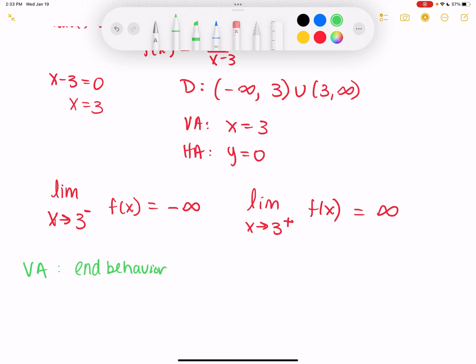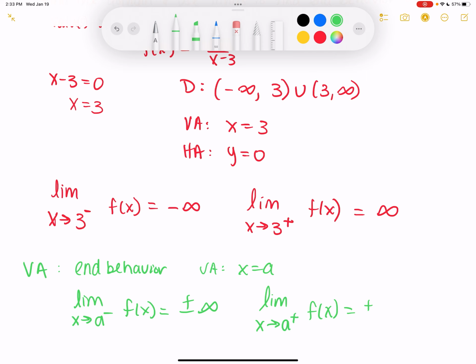Okay, we've got a vertical asymptote at x is equal to a. Then what we do is we look at the limit as x approaches a from the left of f of x, and that's going to be equal to positive or negative infinity. And then we would also do the same from the right. So the limit as x approaches a from the right of f of x is going to be equal to positive or negative infinity. So those answers are always going to be positive or negative infinity when I'm asking about end behavior at a point.